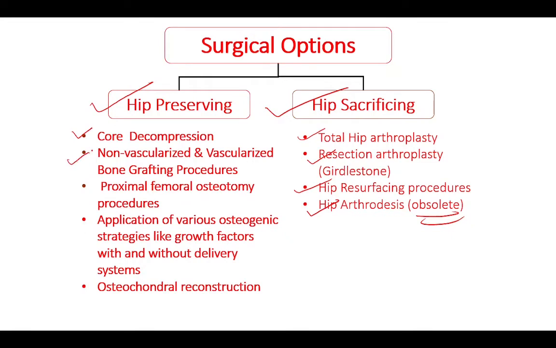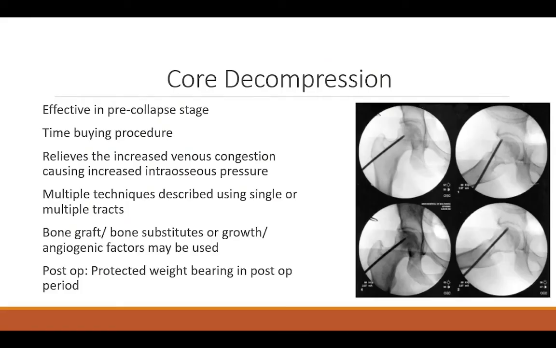Hip preserving options include core decompression, non-vascularized and vascularized grafting procedures, proximal femoral osteotomies, application of osteogenic strategies like growth factors with or without any delivery systems, and osteochondral reconstruction. Core decompression is often the first treatment in the pre-collapse stage. Our objective of performing this procedure is to buy time and prevent collapse by allowing the necrotic bone to heal.